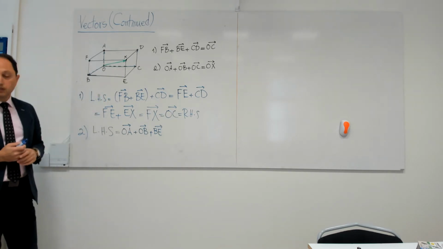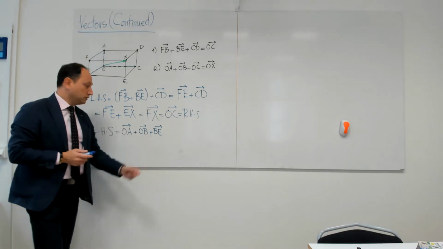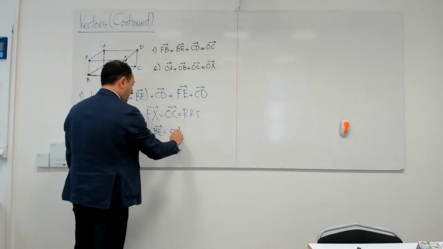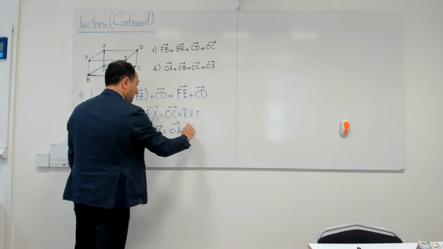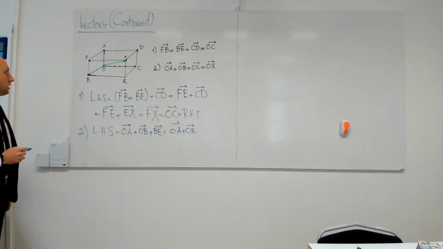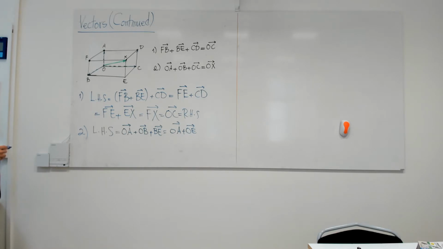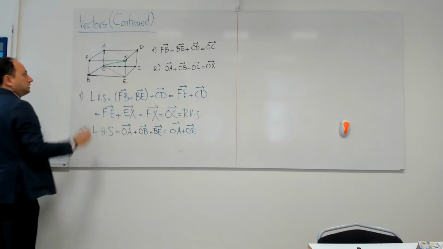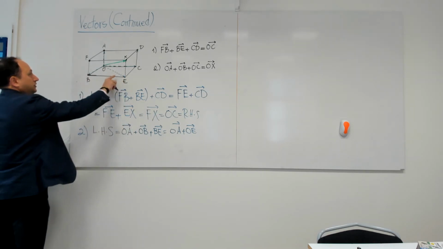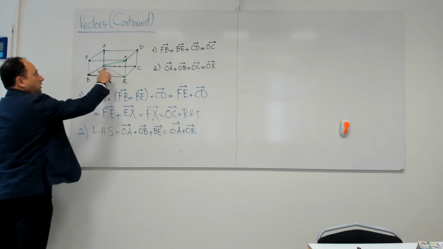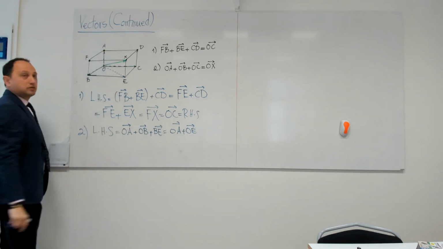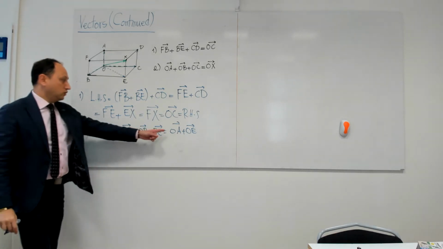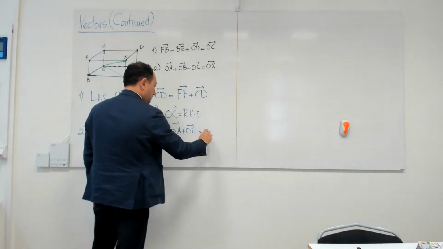Is that understandable? But then these two become the Chasles rule, so it becomes OA plus OE. Yes? So now I am left with OA and OE. Okay? So what can I do? OE is this vector, but instead of OA, I can put EX. Yes? So instead of OA, I put EX.